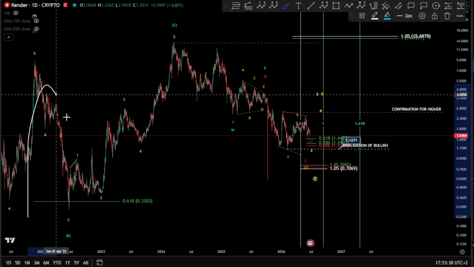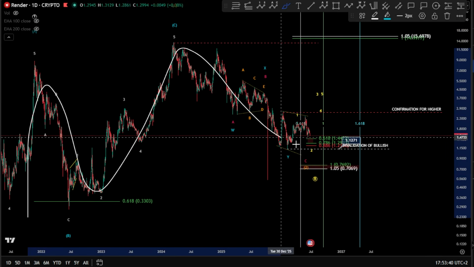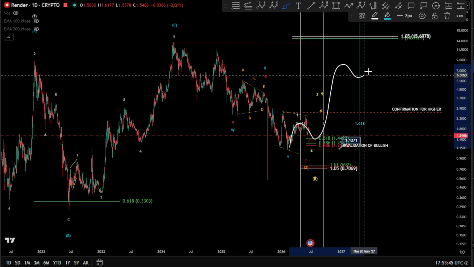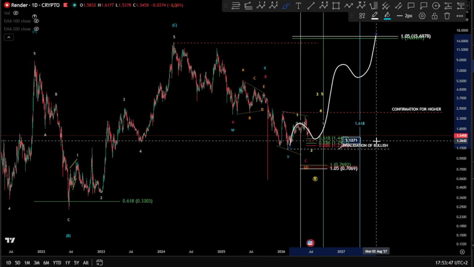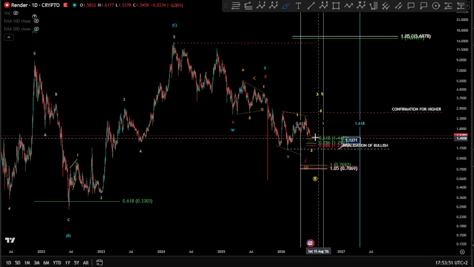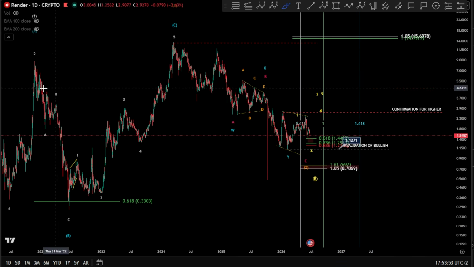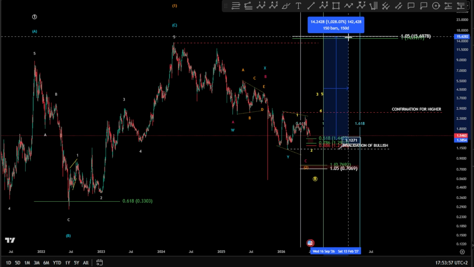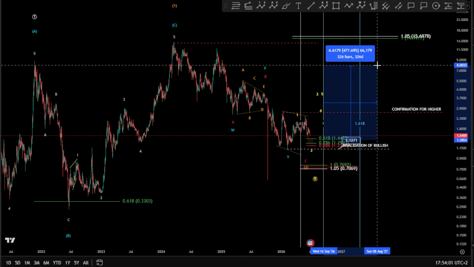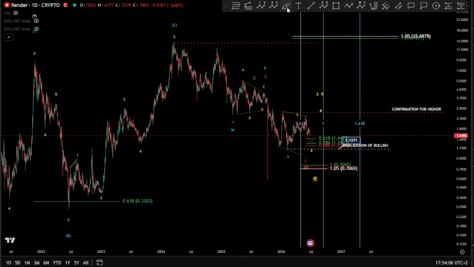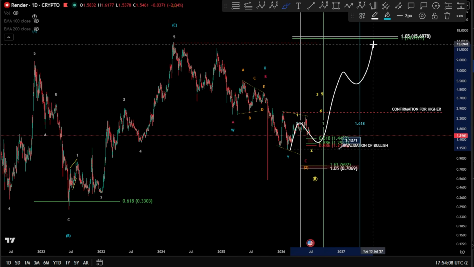We're looking for a regular flat, A, B, and a C here, to hit, of course, a 1 2 3 4 and a 5 to reach the $15 for Render. We are at 1.5, meaning we're talking about 1000%, I think, right? From there, yes, we're talking about 1000%, guys. That is huge, very, very massive. So if this is going to happen, that will be incredible for the altcoins, guys.